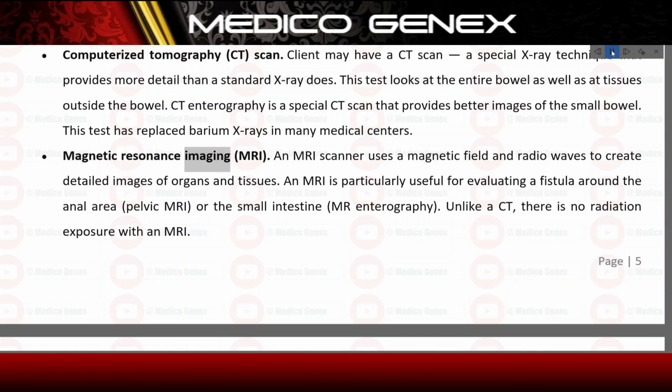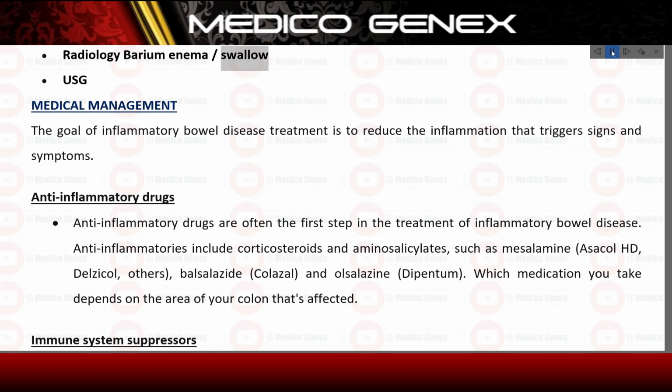Magnetic resonance imaging, MRI. An MRI scanner uses a magnetic field and radio waves to create detailed images of organs and tissues. An MRI is particularly useful for evaluating a fistula around the anal area, pelvic MRI, or the small intestine, MR enterography. Unlike a CT, there is no radiation exposure with an MRI. Radiology: barium enema, barium swallow, USG.